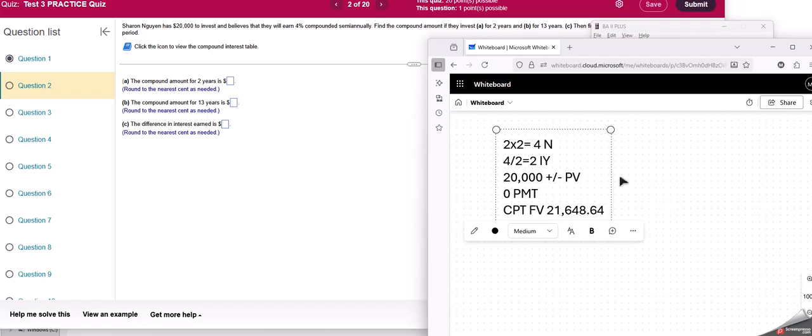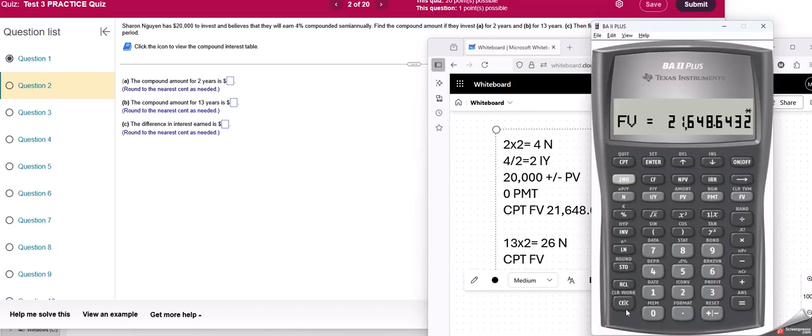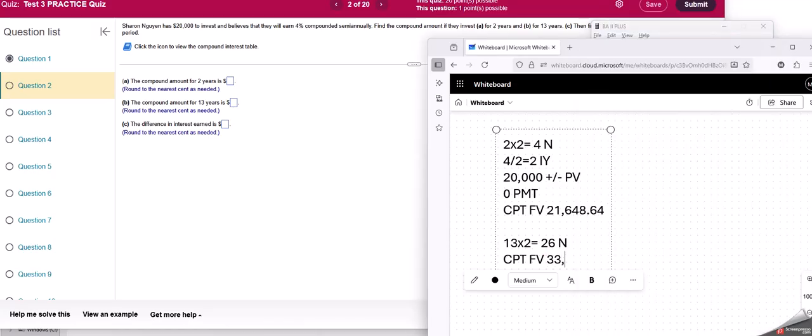is our future value. Now then, all we have to do is go back into our calculators. Because the IY doesn't change, the present value doesn't change, the payment doesn't change, all that changes is our N. So if we go 13 times 2, our N becomes 26. And then we just recompute that future value. So coming back to our calculator, all we got to do is push 26, push the N, and then compute the future value. So 33,468.36. That would be our comparison.